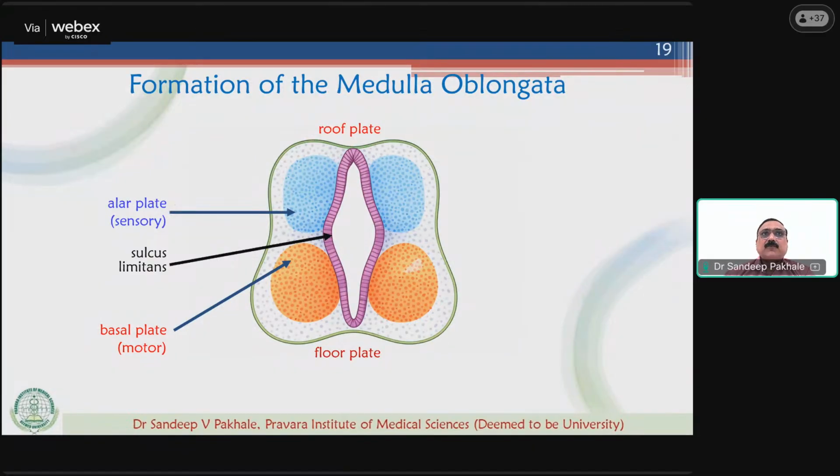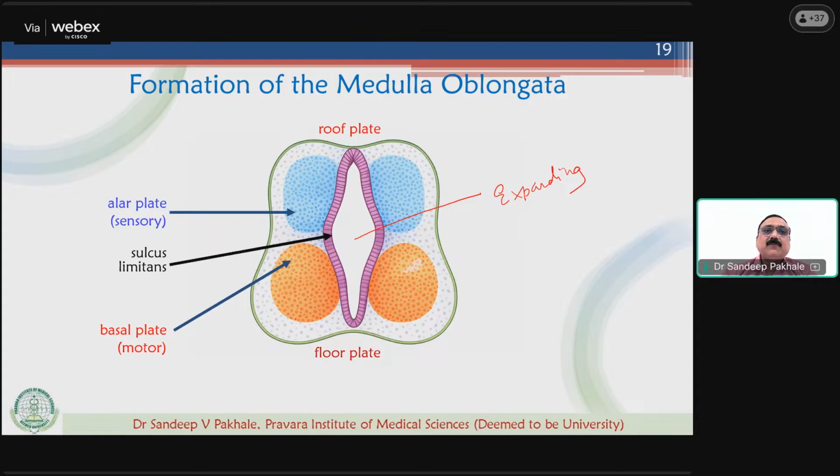Now, focusing on the myelencephalon, which forms the medulla oblongata, unlike the spinal cord, the key change here is due to the pontine flexure, which causes the lateral wall to evert or open out. And how it is opening, that we will see. Because of this, the cavity expands. So the cavity is expanding and forming the fourth ventricle, giving a rhomboid shape.